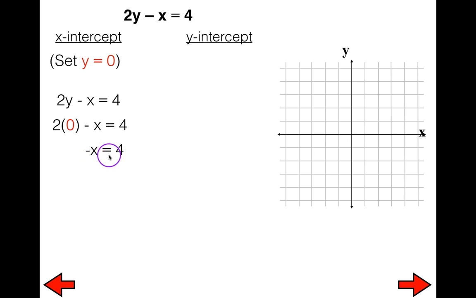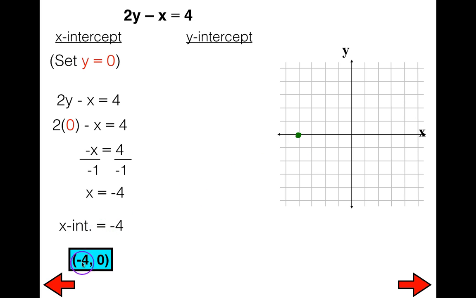I can't leave it at that. I want to know what x is, not what negative x is. So here, I'm going to divide both sides by negative 1. I'm going to be left with x equals negative 4. So my x-intercept occurs at negative 4. So on my x-axis, I'm going to go ahead and put my point at negative 4.